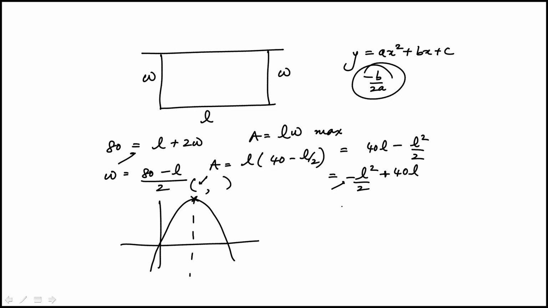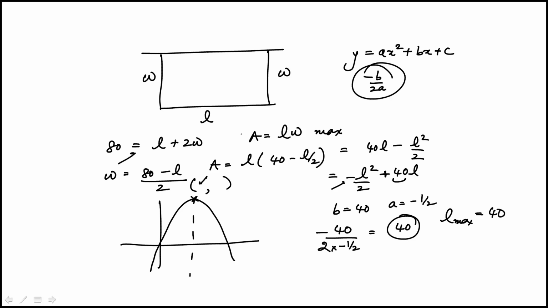So in this case, b is 40 and a is minus half. So that becomes minus 40 over 2 times minus half, and that becomes plus 40. So the length that will maximize the area is 40. And then, of course, once we get L, we know the other two sides are going to be 20 and 20. And that's where the 40 comes from.